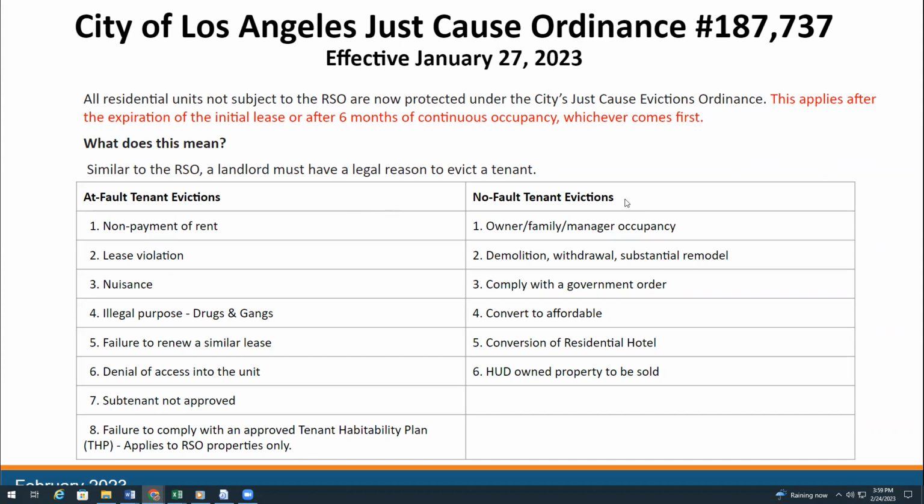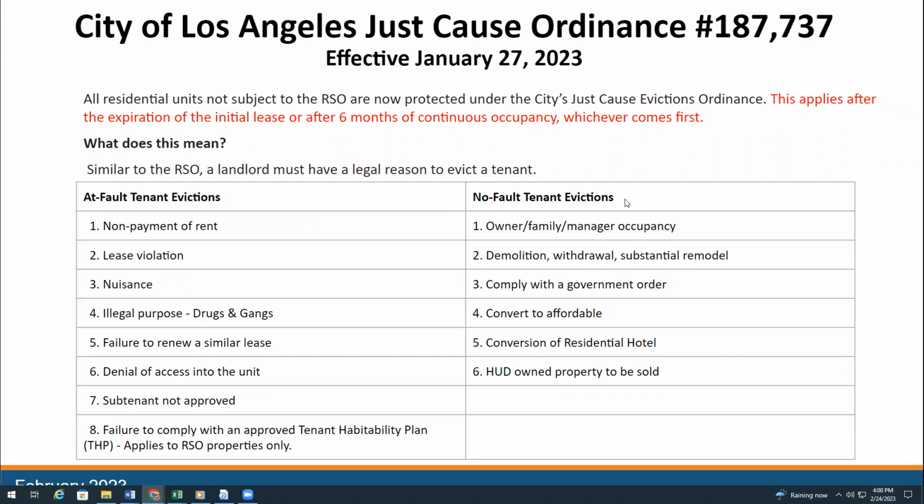That is at fault. Next one is a subtenant that's not approved by the landlord. And finally, we have a failure to comply with a THP. So this is a plan where certain improvements need to take place on the unit, and the tenant is required to comply with these and cooperate with that plan. And if there's a failure on the tenant's part, that could be a reason for an at-fault eviction.